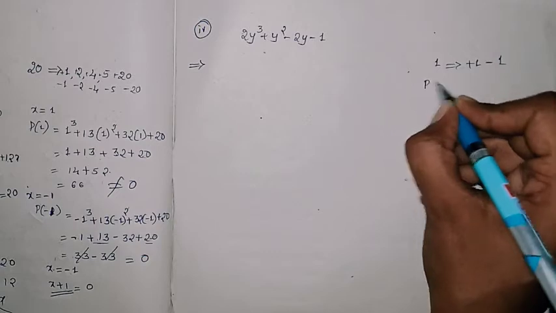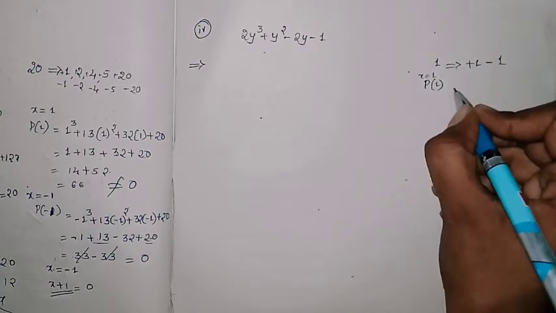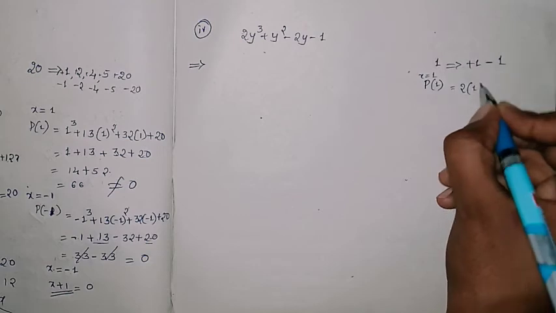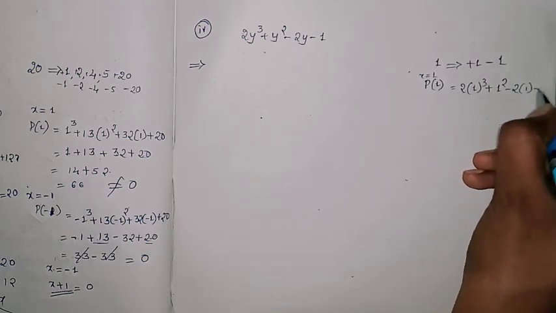First we will consider p of 1. That means x is equal to 1 we are considering. So 2 into 1 cube plus 1 square minus 2 into 1 minus 1.